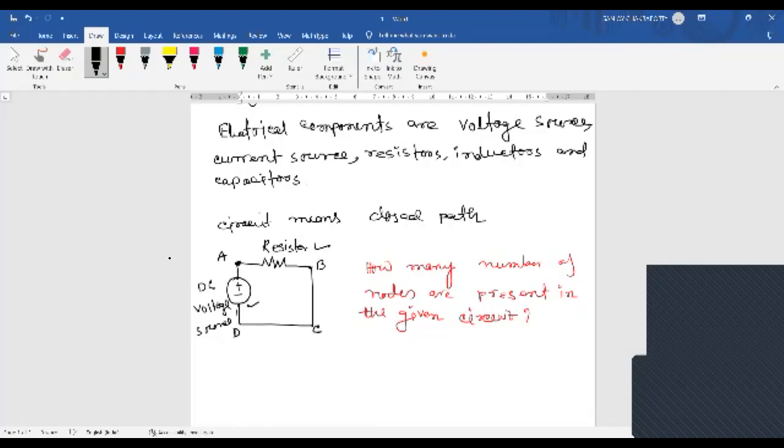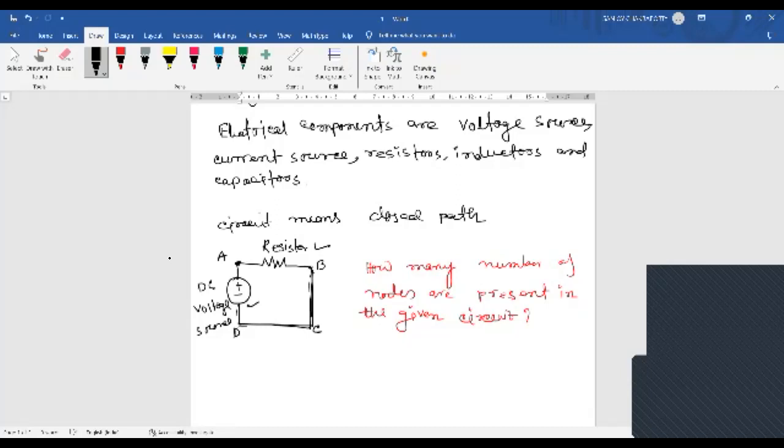But if you look very carefully, you will see that points B, C, and D are all the same. They are not different. Why? Because this is a direct short. There is no other electrical component present between B and C and between C and D. So as there is no other electrical component in this path from B to D via C, you can say B, C, D are all the same. So they are not different nodes.